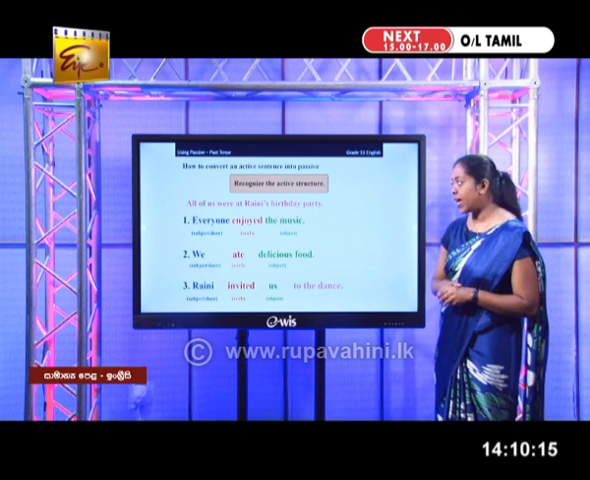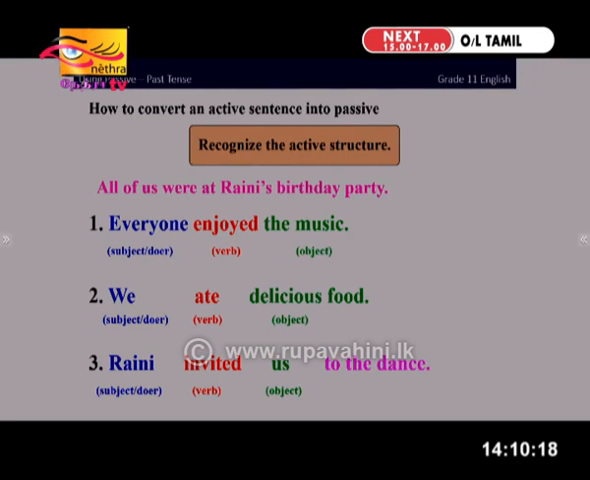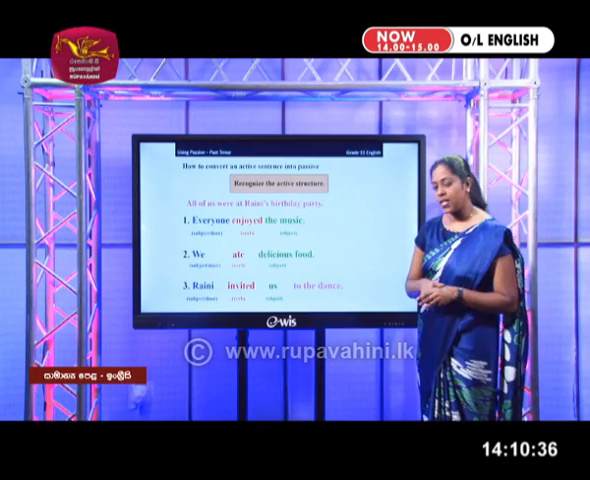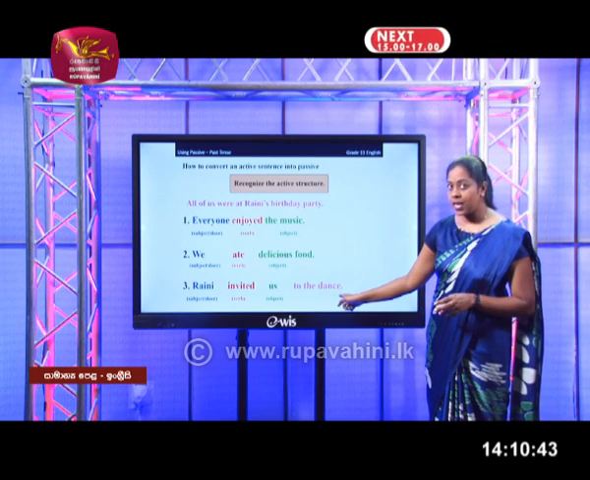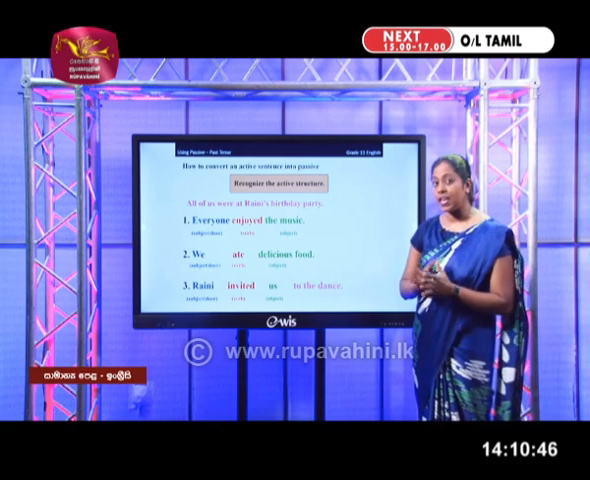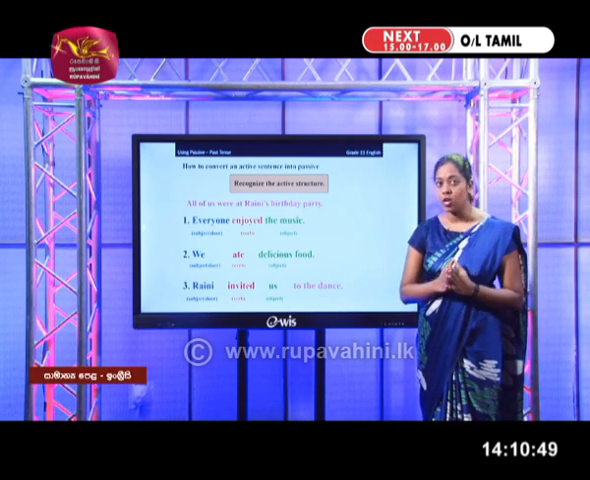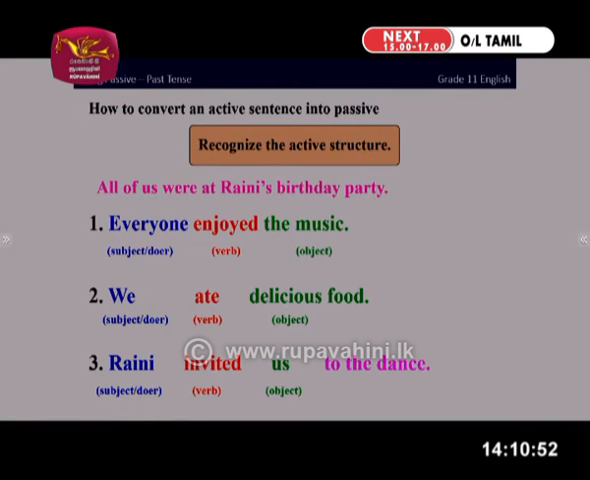Okay. So, we have the subject, verb and the object. Shall we read the sentences? All of us were at Rainy's birthday party. Everyone enjoyed the music. We ate delicious food. Rainy invited us to the dance. Please observe the third sentence. In the first two sentences, it is the last word which is the object, whereas here it is not the last one. Okay, don't always think that the last word of the sentence is always the object. No, there can be additional information included just like that. So, you have to be clever enough to find out the object correctly, right?